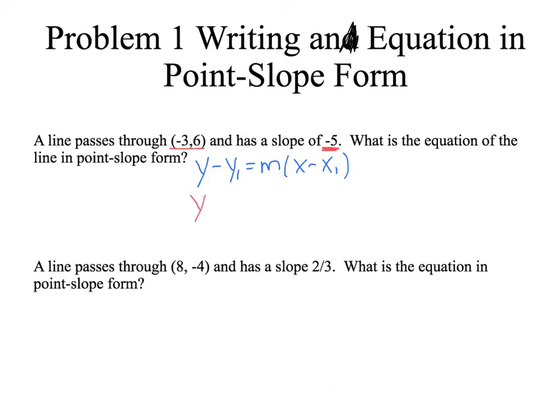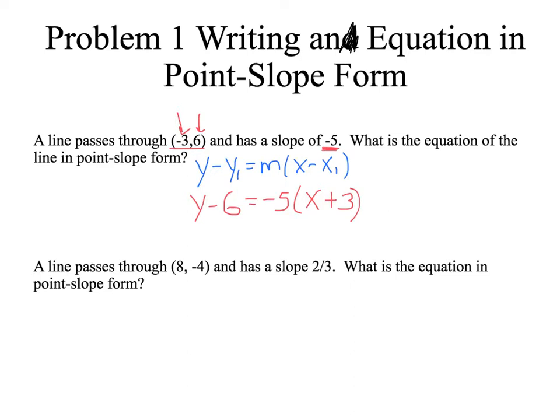Y is always there because that's just always in the formula. Minus y1. Now you need to look at your y value. That's 6. So we're going to have y minus 6 equals, m is our slope, that's -5. Then we have parentheses. We have x. Now x1 is our x value, but our x value is -3. So what we could write is minus -3, but instead of writing minus -3, minus a negative is just plus, so we're just going to write plus 3. And that would be our equation in point-slope form. And I know it looks a little bit weird, but that's what point-slope form is.